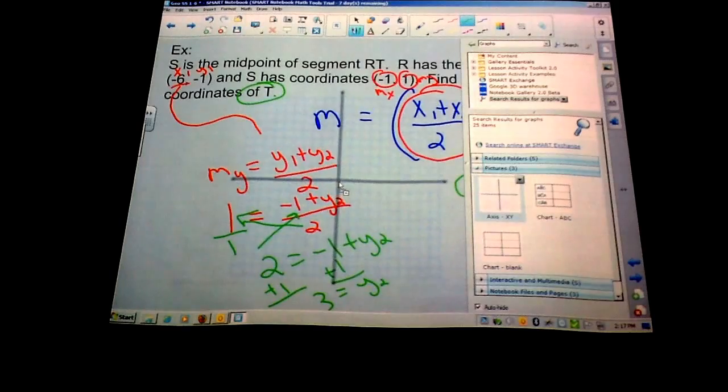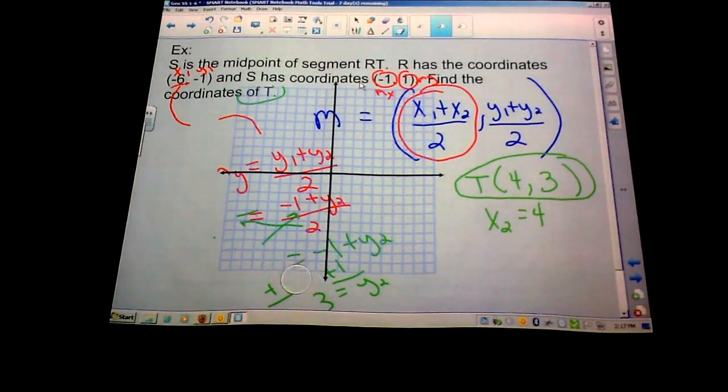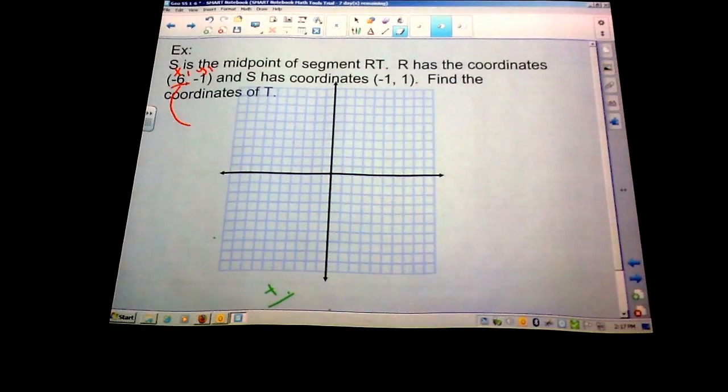Another way that we could look at that, let me get this erased again for you. Again, if you need to pause and re-look at that, that's fine. Just rewind and look at what you need to. I'm going to go ahead and plot what I know up here. So I'm going to start by plotting S at -1, 1. So I'm going to go over here, -1, and here's my midpoint.